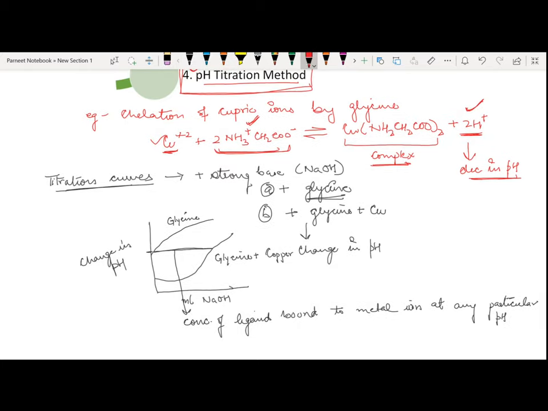You can very well note from this particular curve that the curve for the metal glycine mixture is well below that for glycine alone, which is this curve. My metal glycine curve lies much below the glycine alone curve. And the decrease in pH shows that complexation is occurring throughout most of the neutralization range.